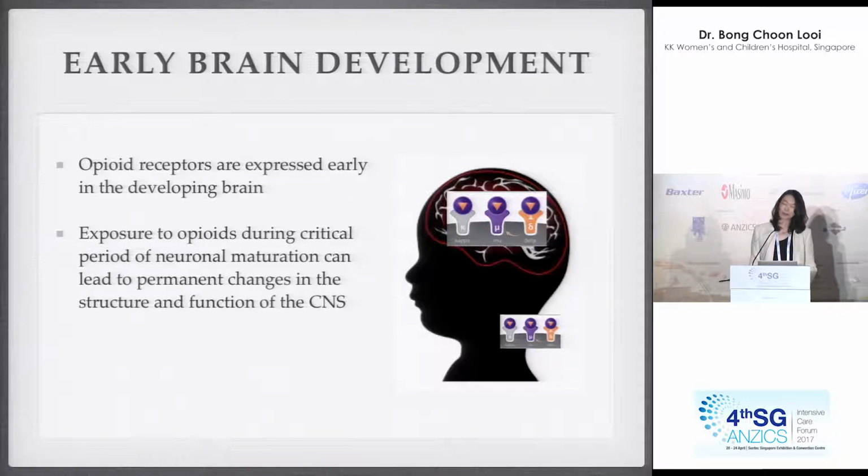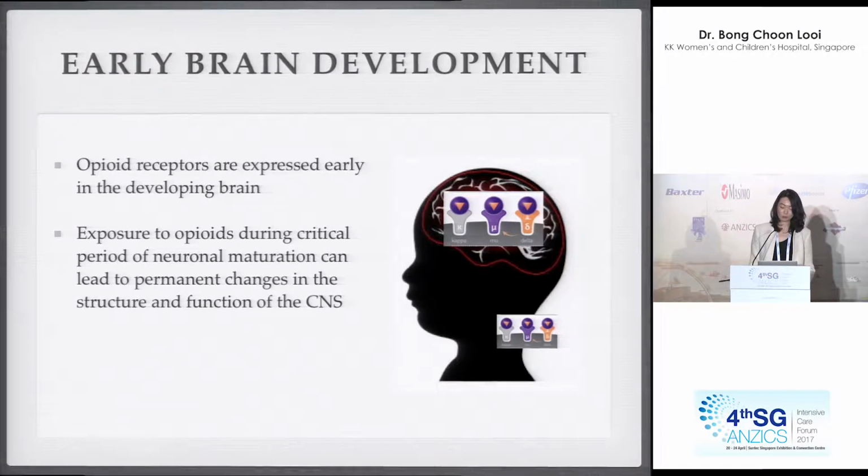At the same time, opioid receptors are also expressed early in the developing brain and spinal cord. And we have evidence as well that exposure to opioids during critical periods of neuronal maturation can lead to permanent changes in the structure and the function of the CNS.